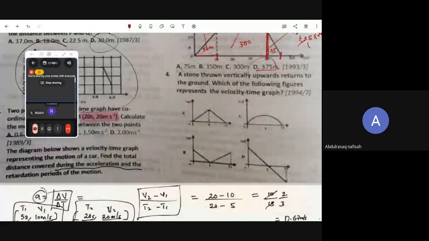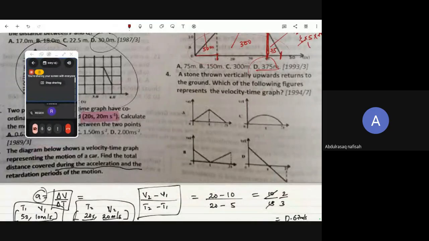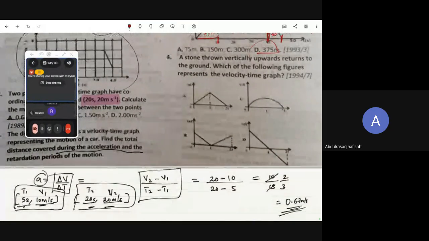Now, for question 4, it says, a stone thrown vertically upwards returns to the ground. Which of the following figures represent the velocity time graph? For question 4, I want you guys to think and send the answers.